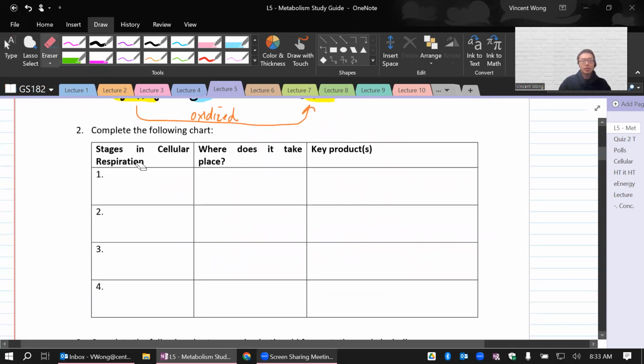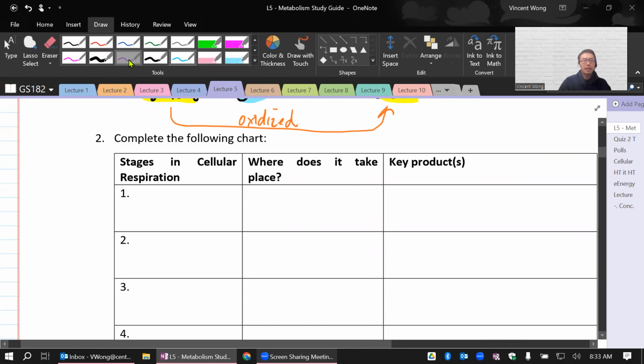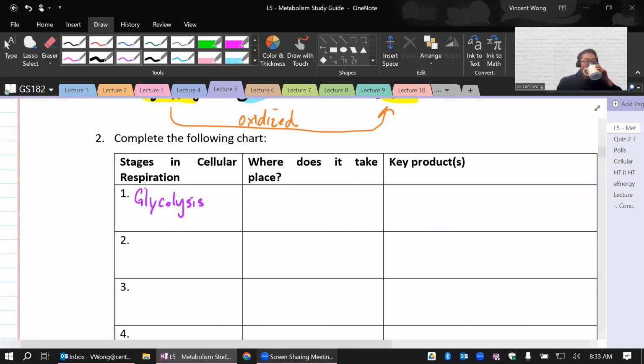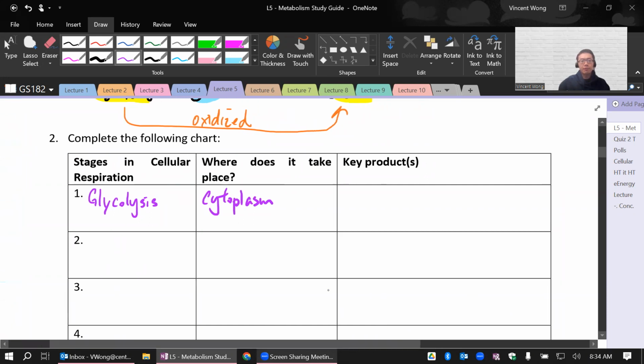There are 4 stages in cellular respiration. The first stage, as you might recall, is called glycolysis. And where does glycolysis take place? In cytoplasm? Cytoplasm, that's correct. Thank you. Now, the key products that we get from glycolysis include 2 ATP.